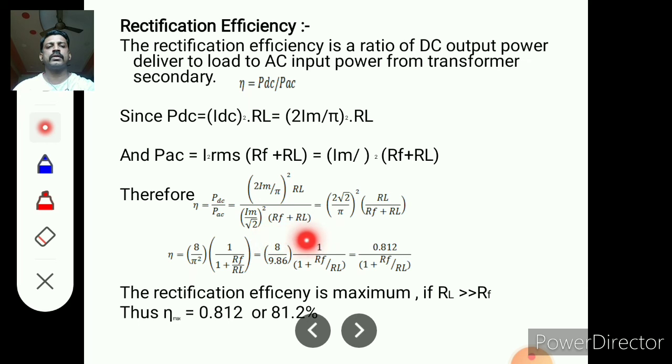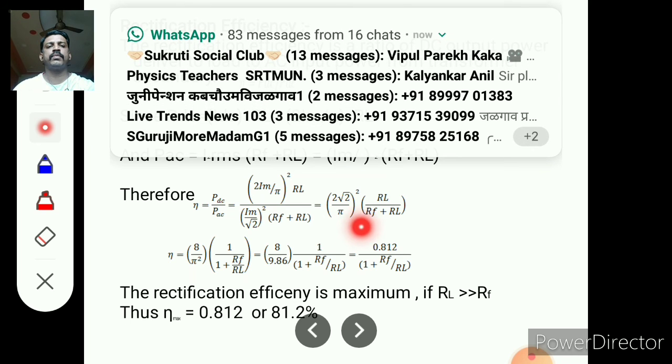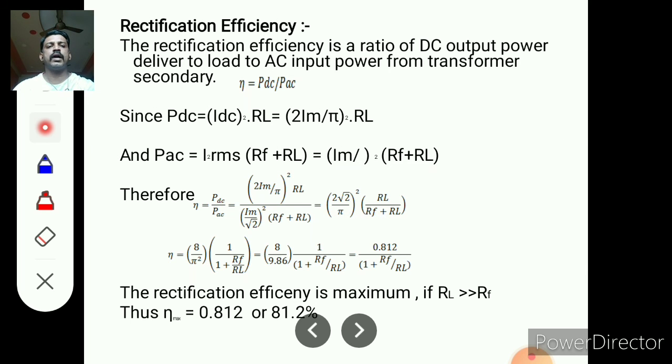Im will get cancelled. Therefore, 2 root 2 upon pi whole square into RL upon RF plus RL. Thus, eta equals 8 upon pi square into 1 upon 1 plus Rf upon RL, that is 8 upon 9.86 into 1 upon 1 plus Rf upon RL, that is 0.812 upon 1 plus Rf upon RL. The rectification efficiency is maximum if RL is much greater than Rf. Thus, eta equals 0.812 or 81%.